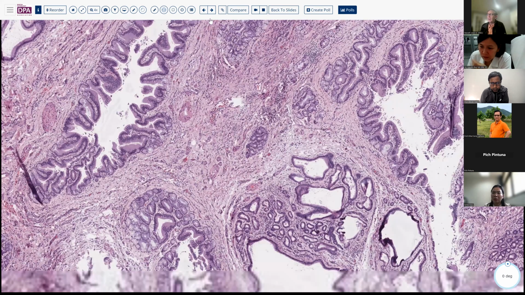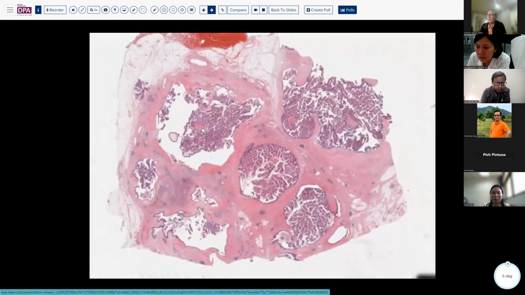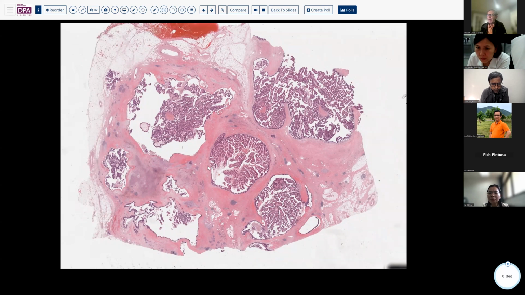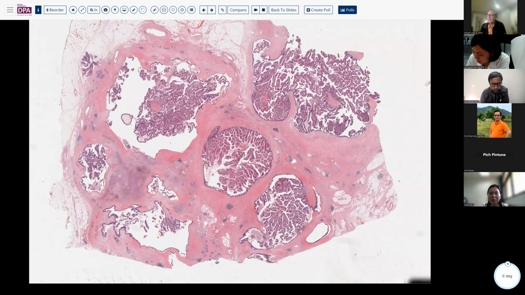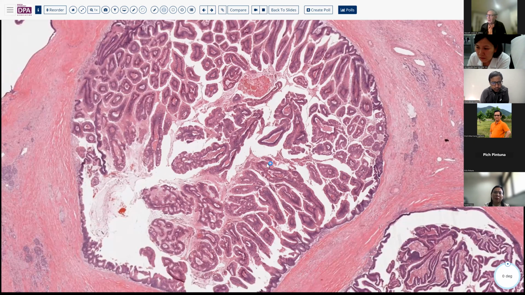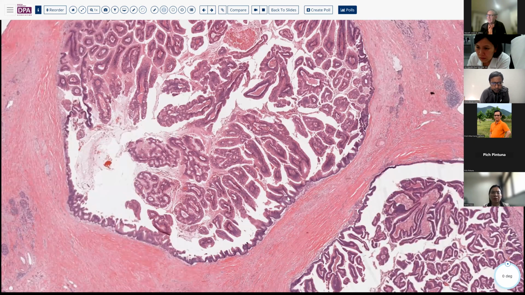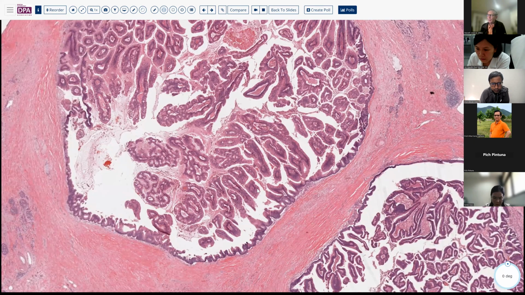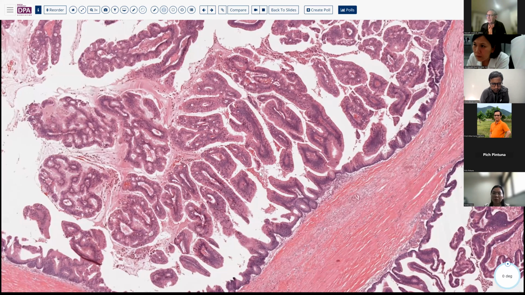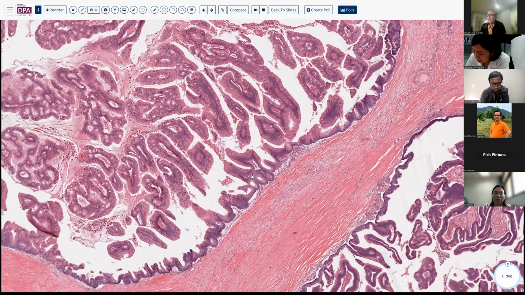We'll look at another case just to further expand the spectrum of things that we can expect. And here you see this very prominent papillary component to this neoplasm. Now, I mentioned that these are mucinous neoplasms. There are also rare examples of oncocytic type of lesions with this kind of architecture. And those are called intraductal papillary oncocytic neoplasm. But those are extraordinarily uncommon in my experience.